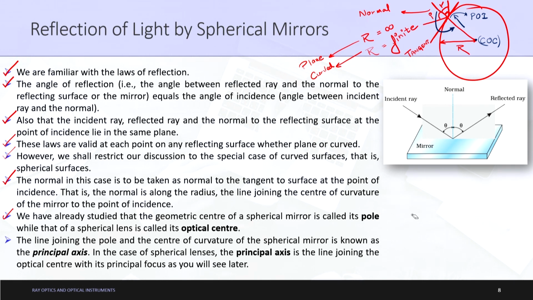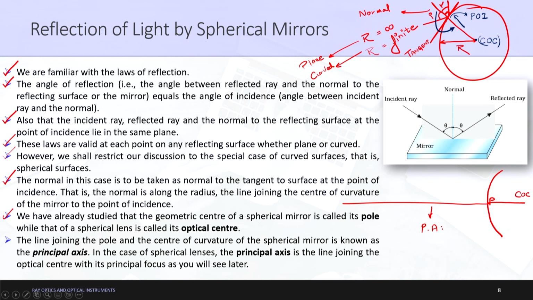So, next thing is the line joining the pole and the center of curvature. So, there may be a pole here. Let us suppose I make a spherical mirror like this. Let us suppose this to be the pole, let us suppose this to be the center of curvature, COC. So, basically a line joining these both, it can even be extended like this, is known as the principal axis. So, this is nothing but called the principal axis.